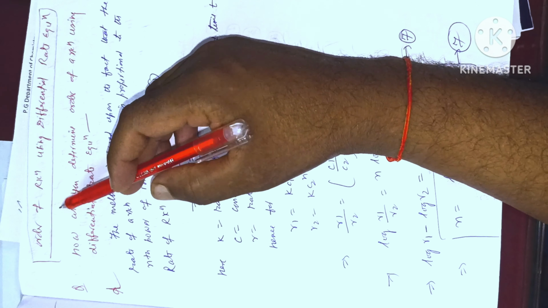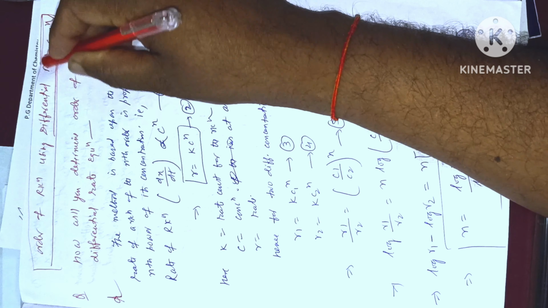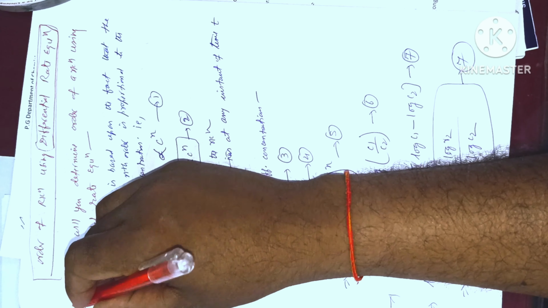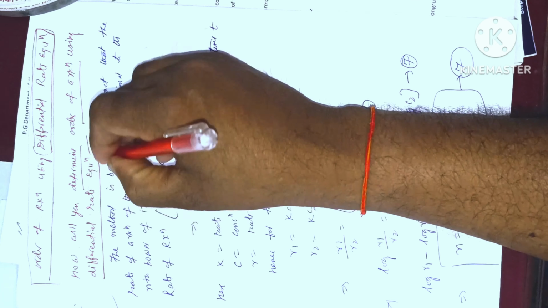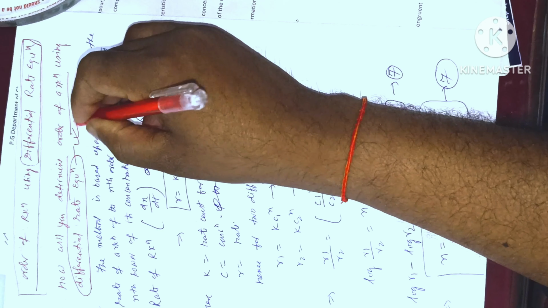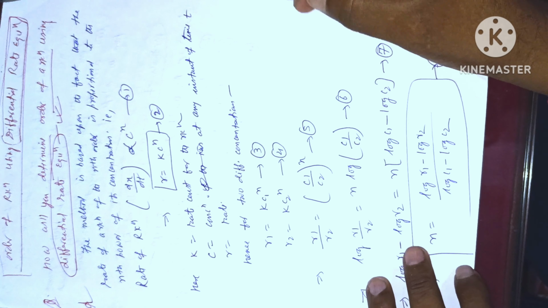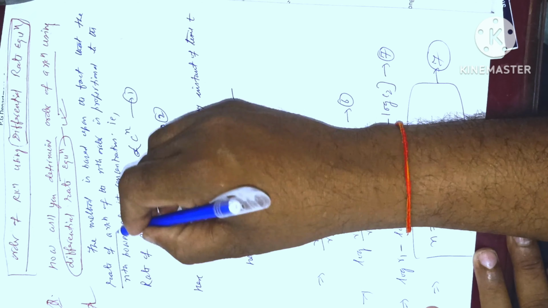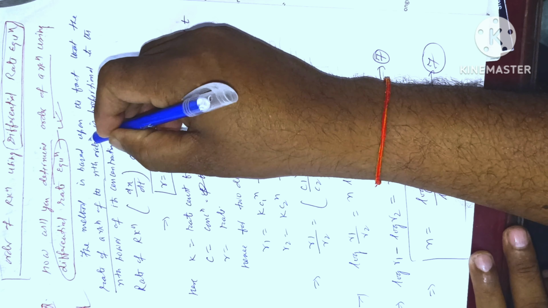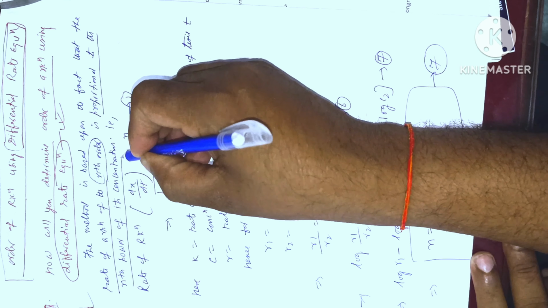Now, how is the order of the reaction determined using the differential rate equation? The question will be like that in the exam: how will you determine the order of the reaction using the differential rate equation? This method is based upon the fact that the rate of reaction of the nth order is proportional to the nth power of the concentration.